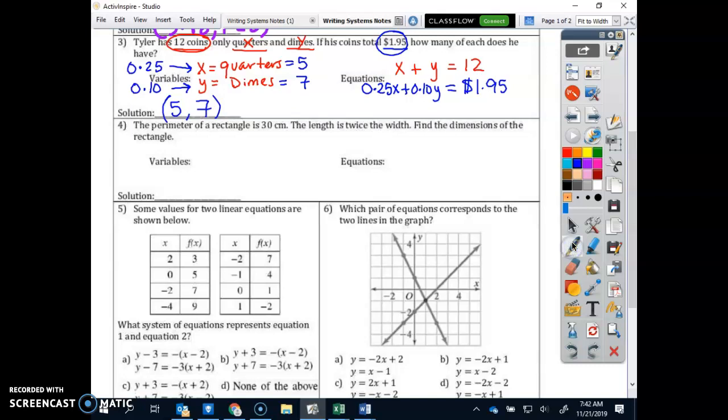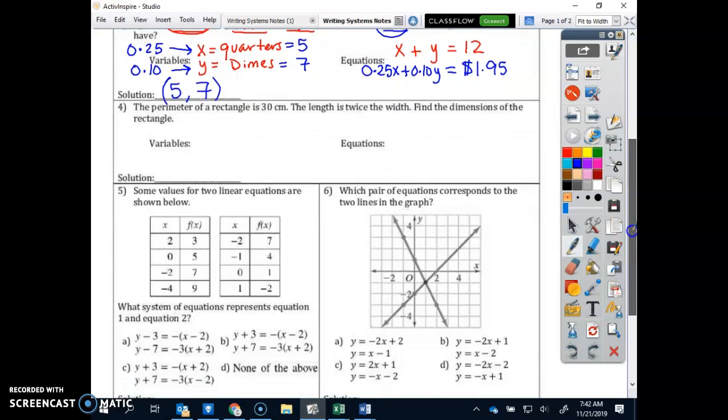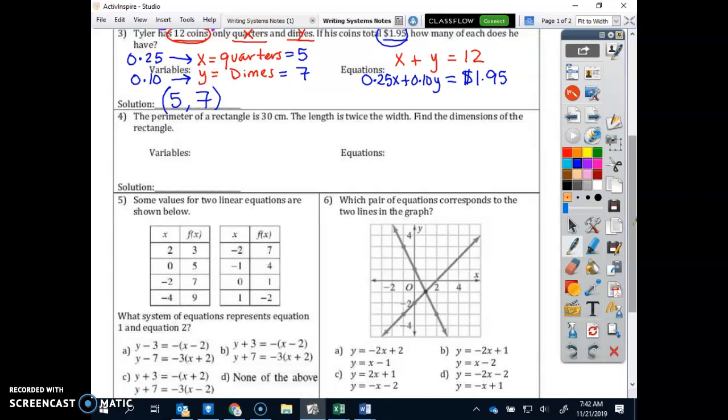This is another one that they like to use a lot. The perimeter of a rectangle is 30. So we're talking about perimeter, is means equal, and then 30. The length is twice the width. Find the dimensions of the rectangle. Okay, so this is one that they like to use a lot.